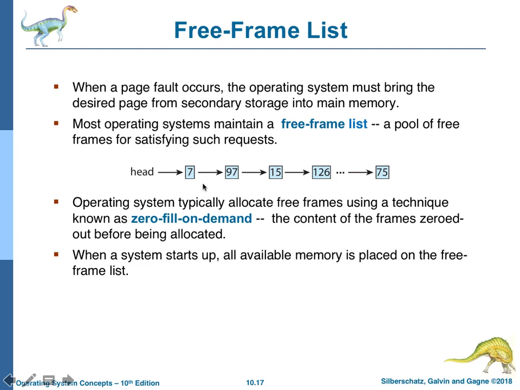Okay. And why are these irregular numbers? Because 7 is here, then 97, and then 15, then 126, and then again 75, because the pages are actually getting free. When they are getting free, they are actually added into the main memory. Now suppose at the beginning only 7 and 97, 2 pages, were available in the memory, so we have created a list of these 2, and then 15 also became free. Then we add 15 to the list.